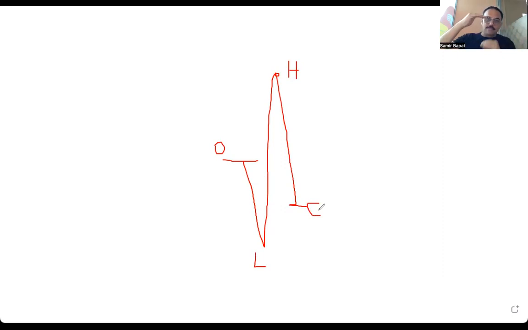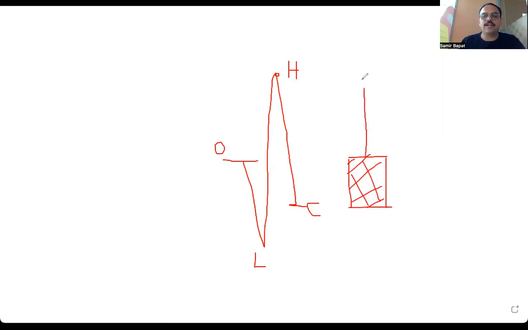Now the closing price is below the opening price, so there is a difference. The candle will be drawn in the same way: open, draw one line; close price, draw one line; make a rectangle between open and close price. Since now the close price is lower than the open price, we color this rectangle as red. And from this rectangle, whichever is the highest point, we draw an upper wick, and whichever is the lowest price, we draw a wick to the bottom. So this is the upper wick and this is the lower wick for the red candle, and this is the body.